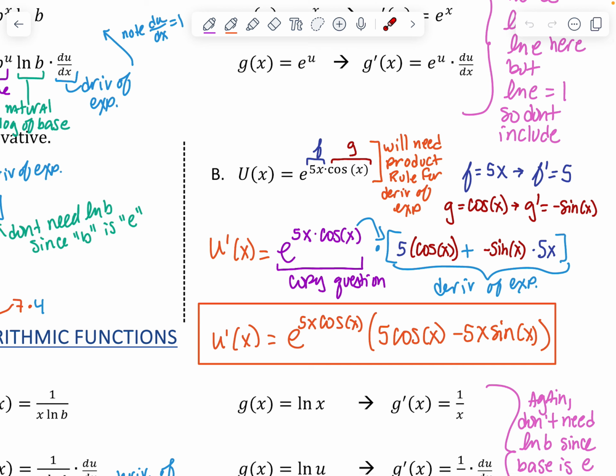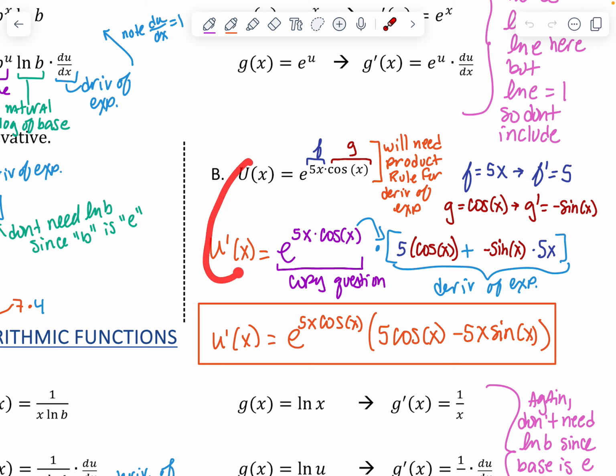Same thing over here. I've got x as a variable. x is multiplied with the 5, which is multiplied with the cosine of x. They're separated by a product, so I'm going to need the product rule when I take the derivative of the exponent. I went ahead and thought of f as 5x. You could have left the 5 out as a coefficient like we did with the 7 on the previous problem, but g is going to be the cosine of x. And for ease, I decided to take their derivatives off to the side.